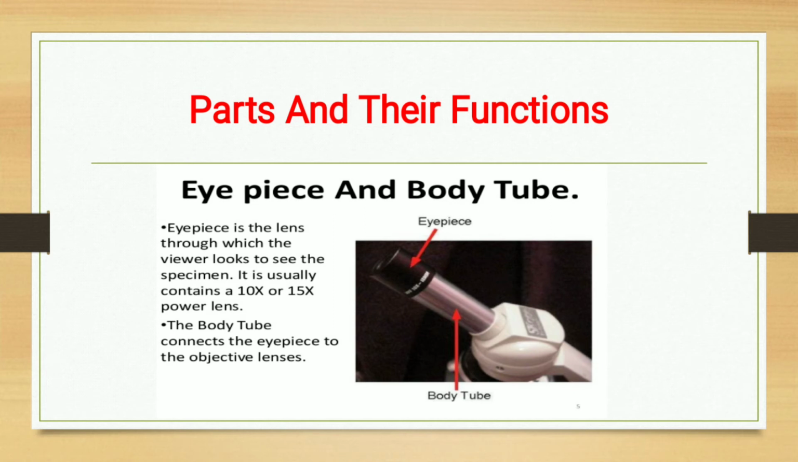So, let us see the parts and their functions of this compound microscope. Firstly, the first part is the eyepiece and body tube. The eyepiece is the lens through which the viewer looks to see the specimen. It usually contains a 10x or 15x power lens. Then the body tube connects the eyepiece to the objective lenses.